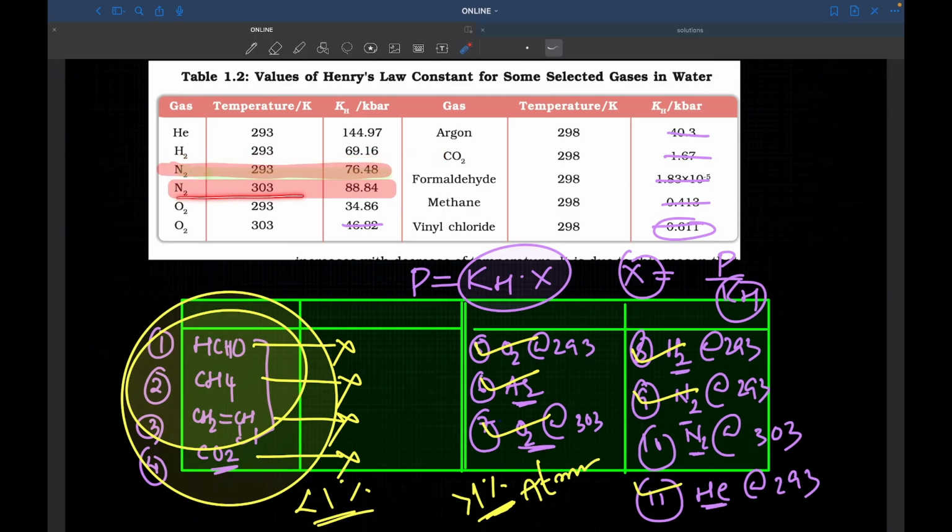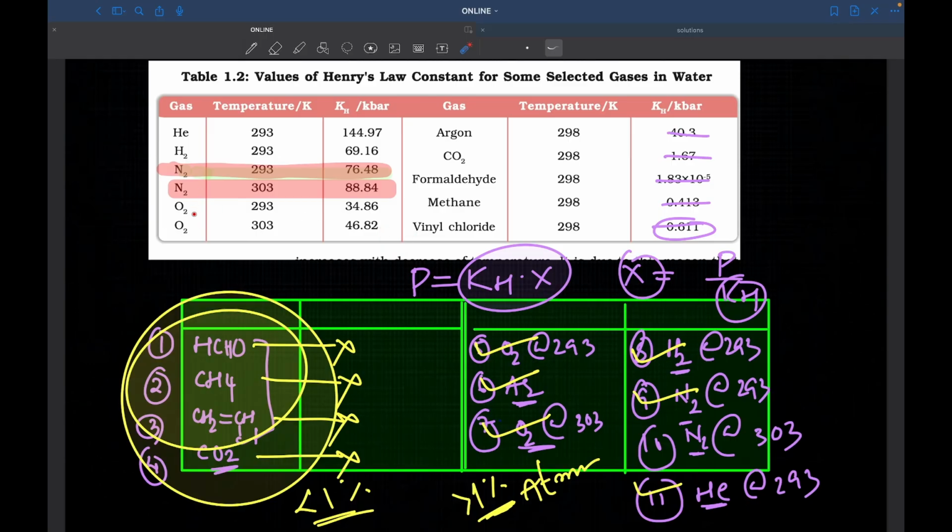If temperature is highest, KH value is higher. If KH value is higher, the solubility will be lower. Even you can see with the oxygen also. At 293, the KH is 34. At 303, how much is it? 46. As temperature increased, what happened here? The KH value increased. KH value increase हो गया तो solubility क्या हो गया? Decrease हुआ है. Isn't it?